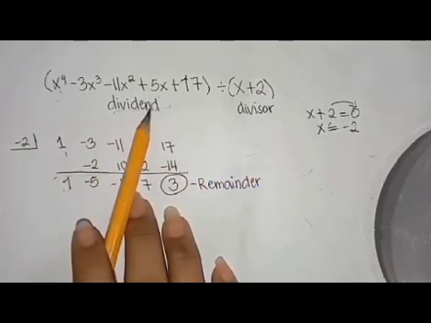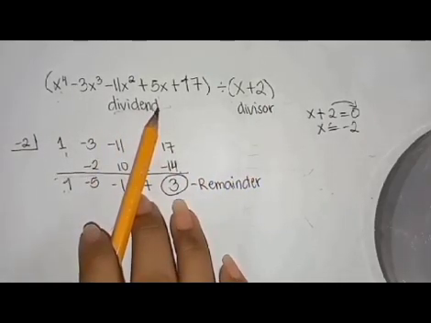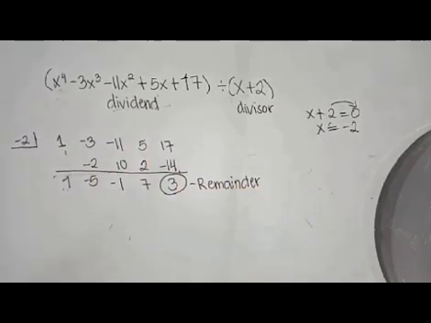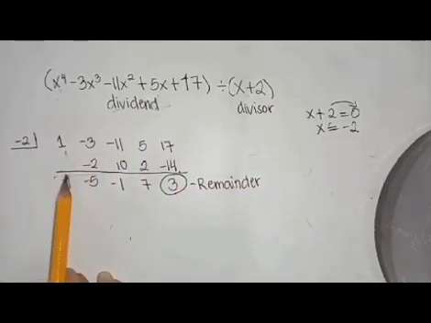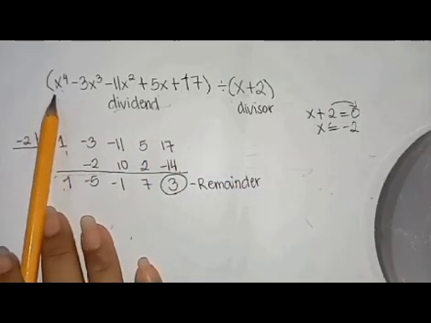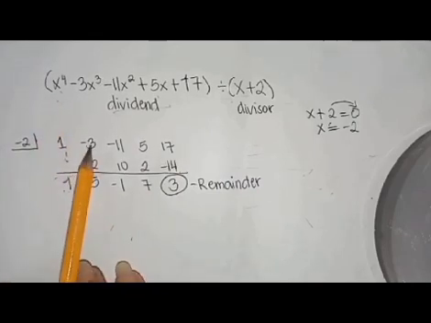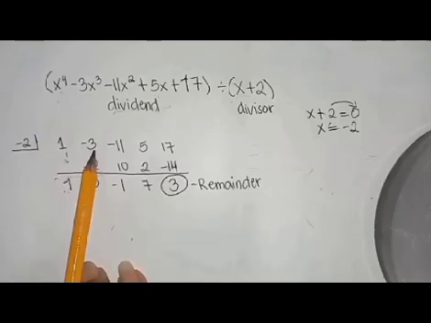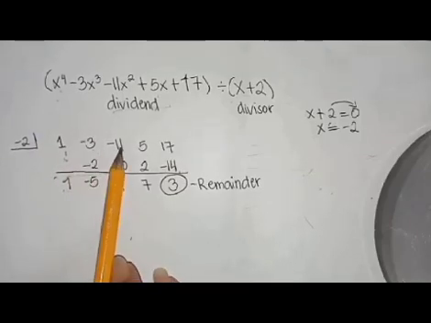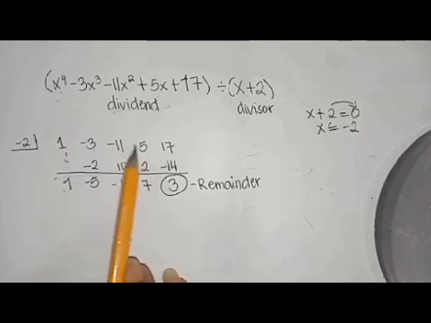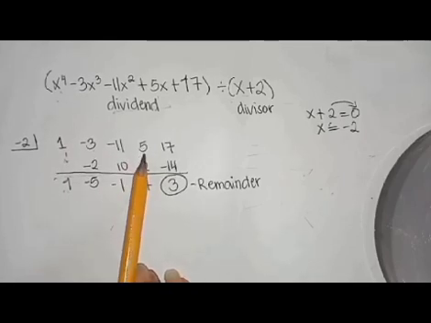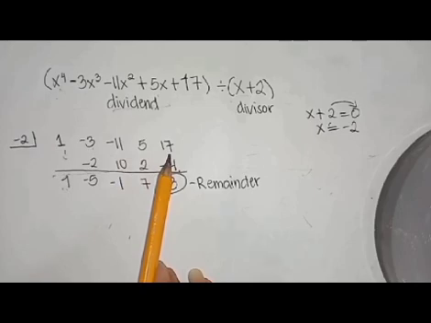of your dividend. This is your dividend, guys. So the coefficients: for the degree of 4, the coefficient is 1. Next, for this term, the coefficient is negative 3. Next, here the coefficient is negative 11. Then the 5, and your constant is 17.